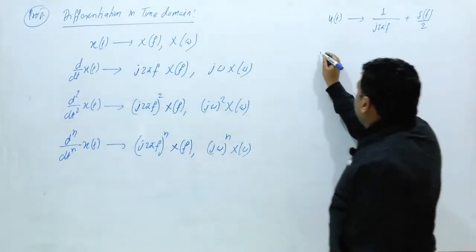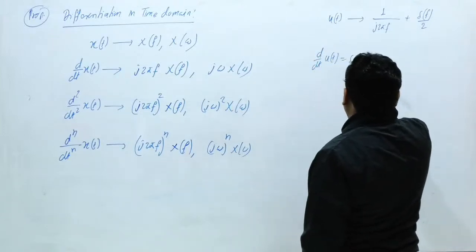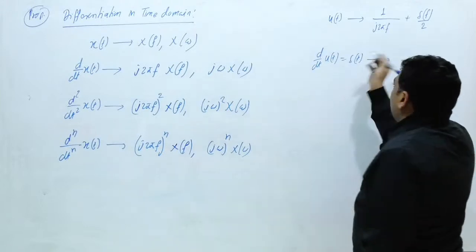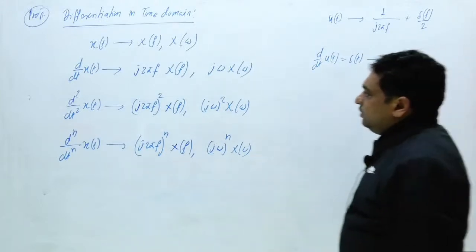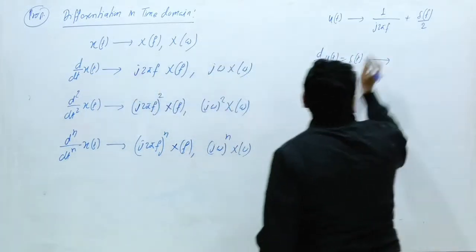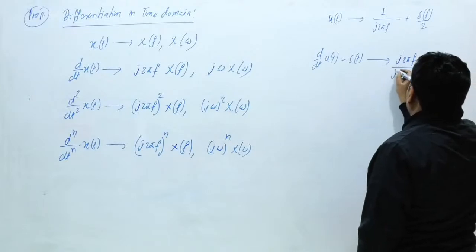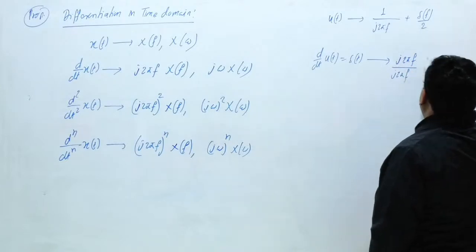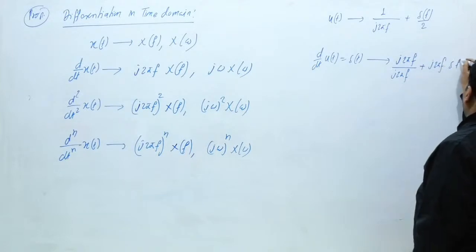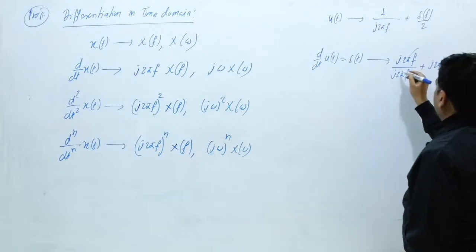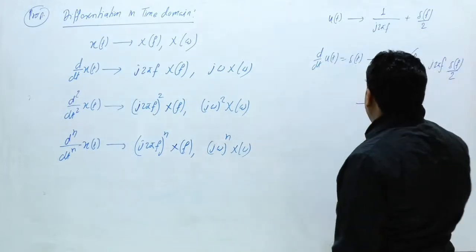Now what is the differentiation? d upon dt of u(t) is nothing but del t. So what is this Fourier transform? You just have to multiply j2 pi f. So you get j2 pi f multiplied here, and again for the second term, j2 pi f multiplied by del f by 2. So this will be 1. What answer will you get? 1. And this differentiation is del t.